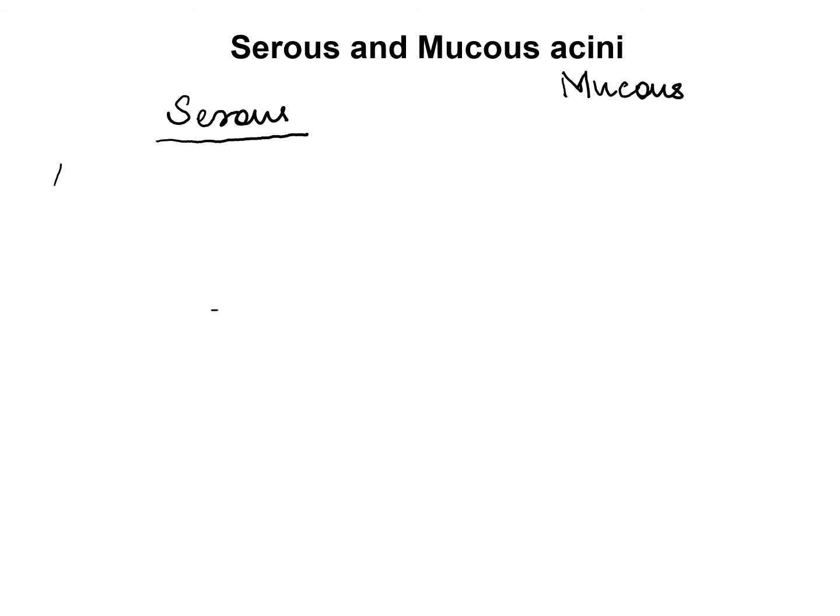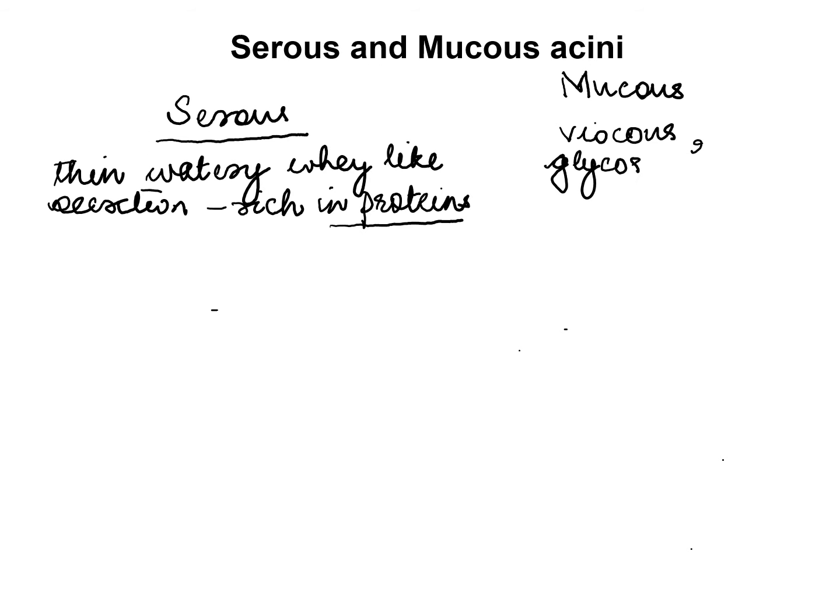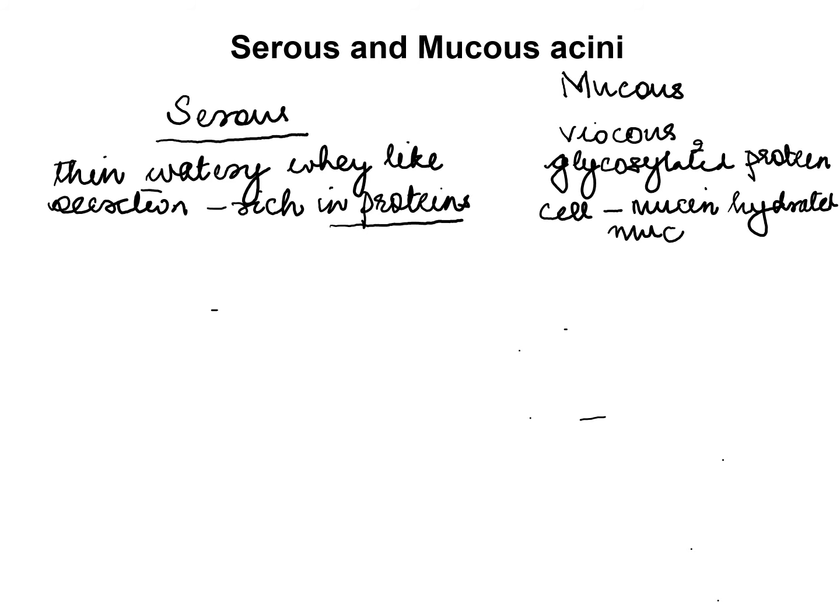By serous secretion, we mean thin, watery, whey-like secretion which is rich in proteins. So that tells you that the cellular architecture or the machinery should be such that it can make proteins. On the other hand, mucus is viscous. As we've already discussed, it's a glycosylated protein which is secreted from the cell as mucin. The cell secretes mucin which gets hydrated to form mucus, right?